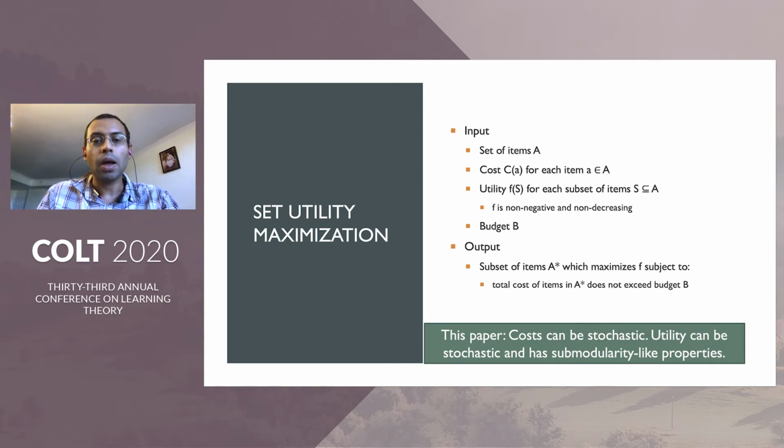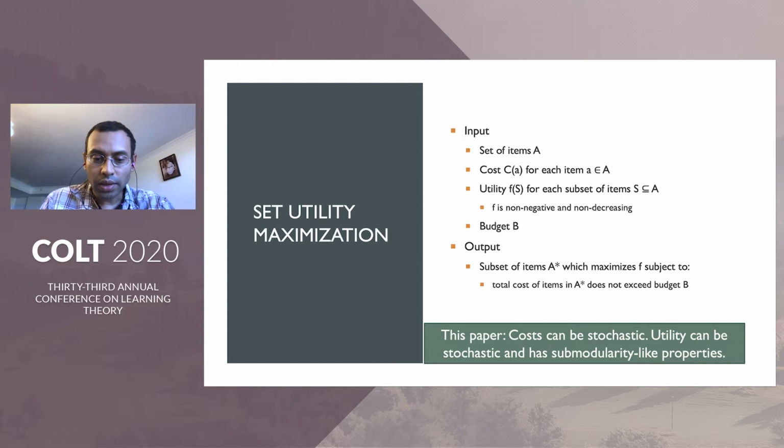What we have in this problem is a set of items, and each item has a cost, and each subset of items has a utility value, and this value is non-negative and non-decreasing. So as you add more items, the utility will only increase, or at least not decrease. Your goal is to pick a subset of items which maximizes the utility without exceeding a given budget. So you have a knapsack style constraint.